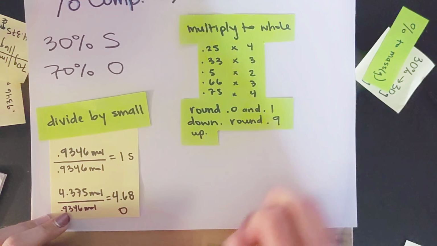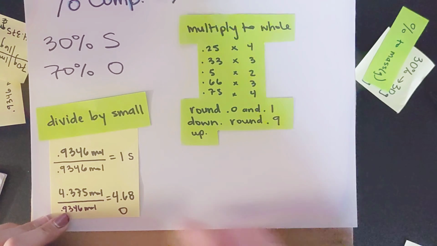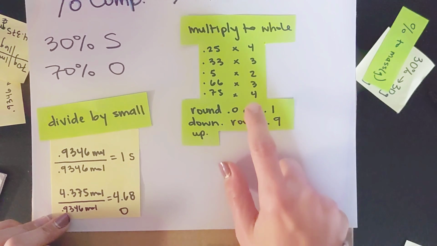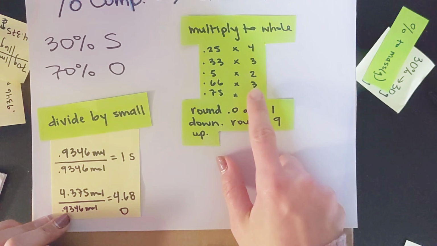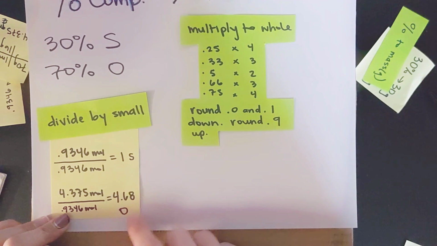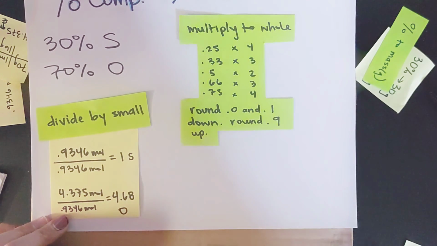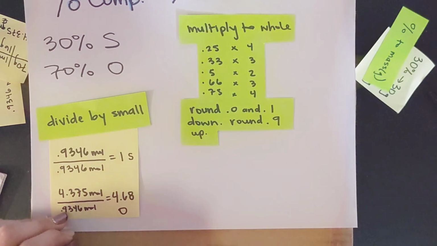If we simply end in 0.0, 0.1, or 0.9, you're just going to round up or down to the nearest whole number. So here we have 4.68, which is very, very close to this 0.66 ending, which means we are going to multiply by 3. Keep in mind that if we multiply this number by 3, we also have to do that to our value for sulfur.